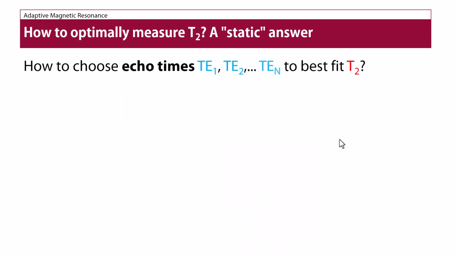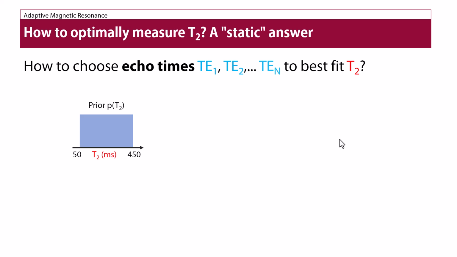Before considering the adaptive case, let's look at the static case. The possible T2 values of NAA found in vivo have a wide range, from 50 milliseconds all the way up to 450 milliseconds. Without any a priori knowledge, we have to assume an equal uniform distribution of possibilities. Now, given this prior knowledge on T2, how should we choose our echo times to best estimate T2?